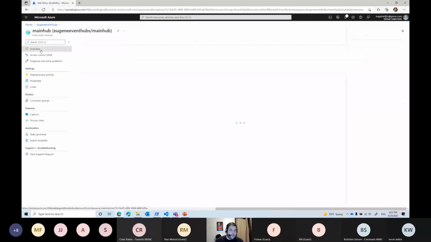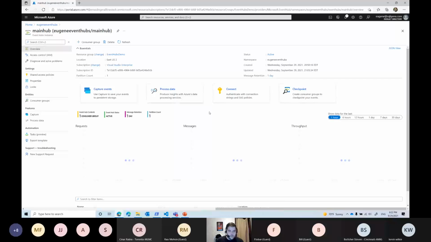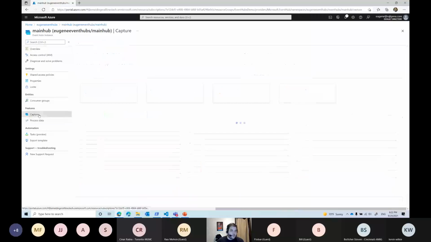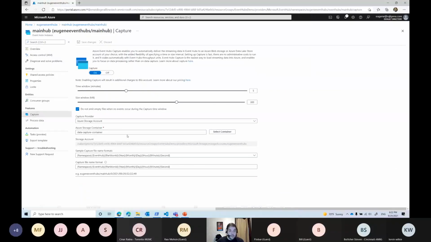And so if we go back to overview, it's going to take a second, but we can see that we're starting to get this spike in events received. And so I'll let it run for a little bit, but you'll see we'll get a similar spike. We can also see that I've set it up so that this data is being captured to Azure Blob Storage, and you have control over the way that that namespace is being written out.